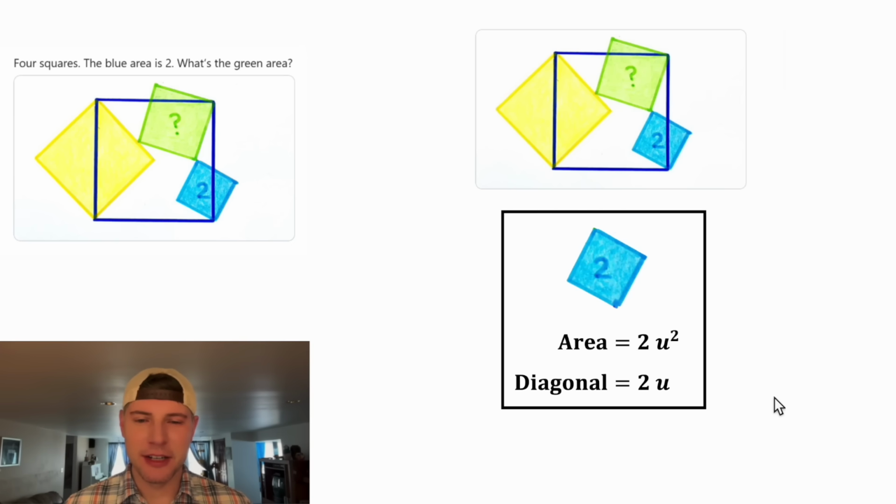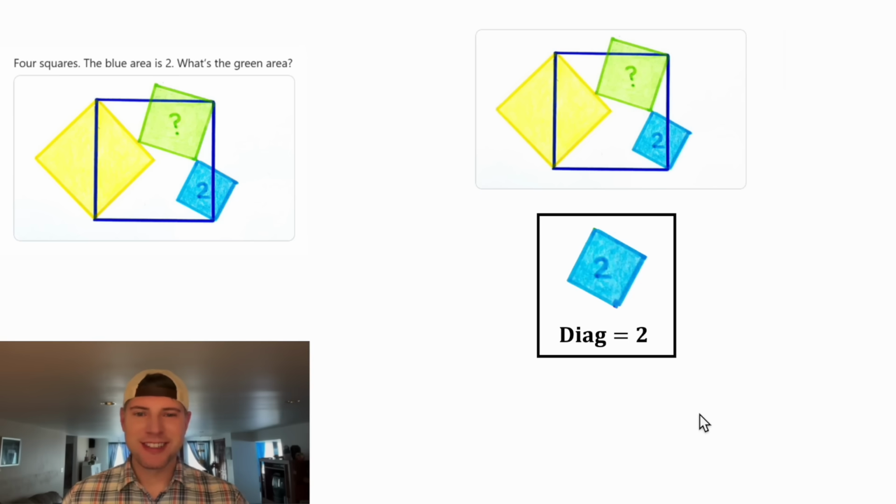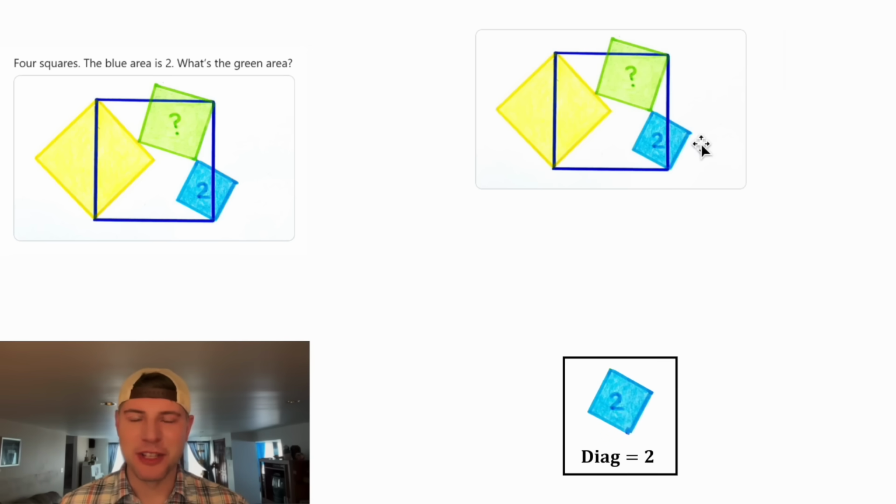Let's put a box around it. This box is huge. Very nice. This is much better. So in every square with the area 2, the diagonal is also equal to 2. Now that that's out of the way, we can focus on this problem.